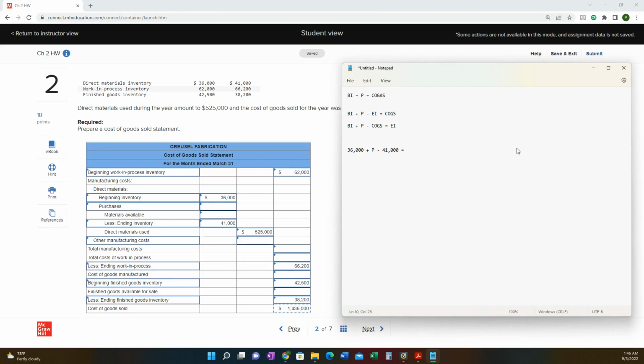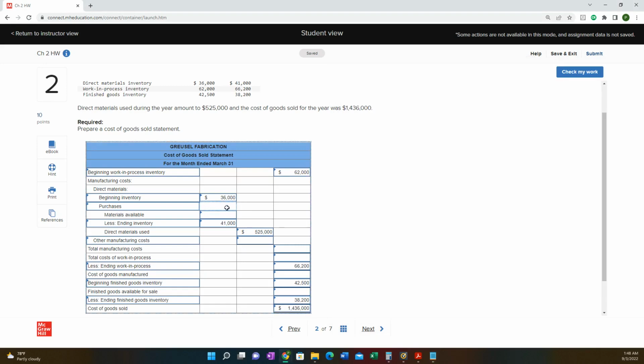So since we know 3 of the 4 variables, we can figure out the 4th one, which is P. So P equals $525,000 minus $36,000 plus $41,000 to give us $530,000. So our purchases of direct materials is $530,000.